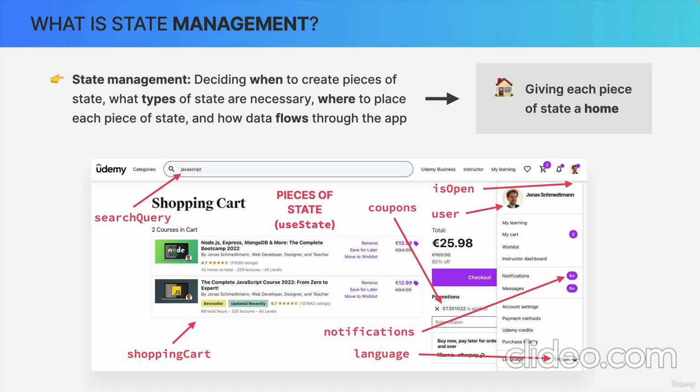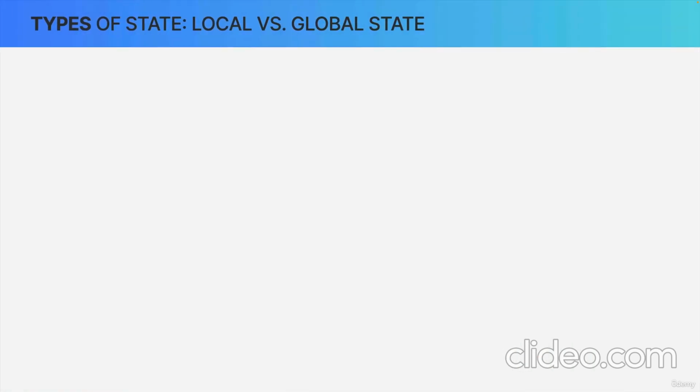Now, up until this point, in our small apps, we never had to worry about state management at all. We simply placed each state in a component that needed it, and that's it. But as an application grows, the need to find the right home for each piece of state starts to become really important, no matter if that home is the component where we first need that state, some parent component, or even global state.